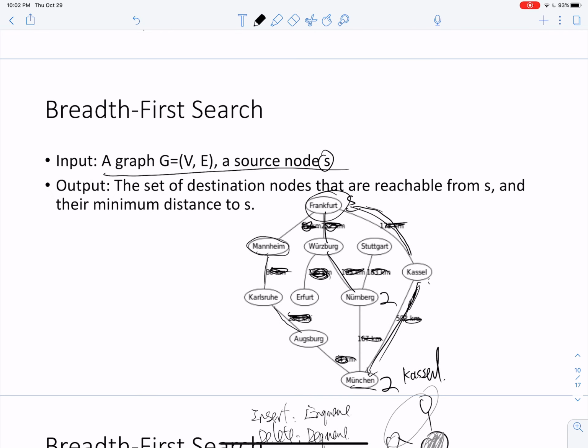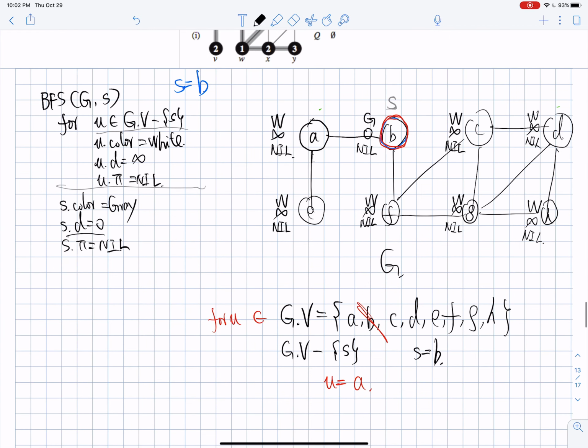If in the morning you are in Frankfurt, and this is your starting point, and I ask you what is the minimal distance from Frankfurt to Frankfurt, you will definitely say 0. That's the reason why we associate the source node with a 0 distance, because of course it's 0. And before reaching the source node by using the shortest path, there is no node that you're going to visit before it. That's why we assign nil as its parent.